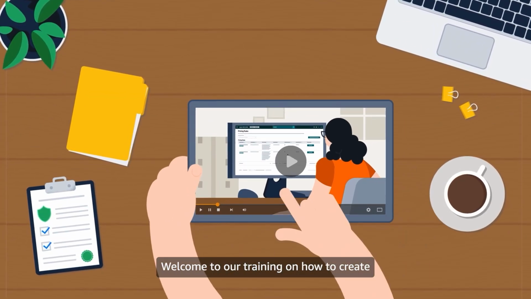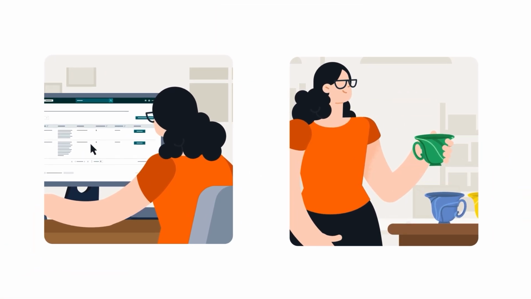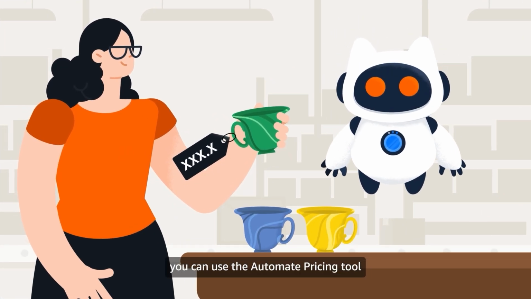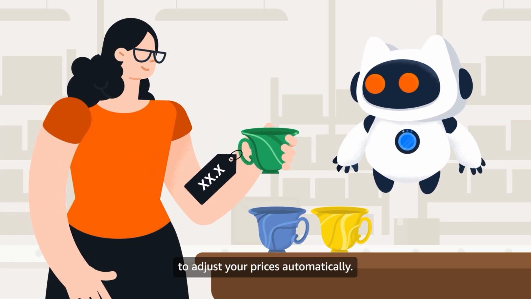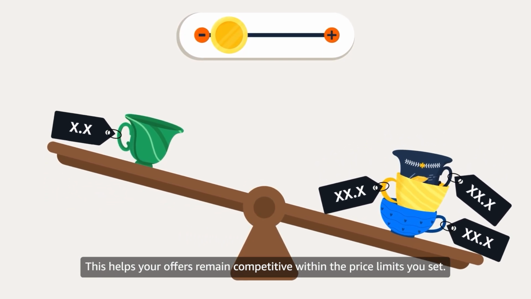Welcome to our training on how to create and apply custom and catalog level pricing rules. If you have a professional selling plan, you can use the Automate Pricing tool to adjust your prices automatically. This helps your offers remain competitive within the price limits you set.